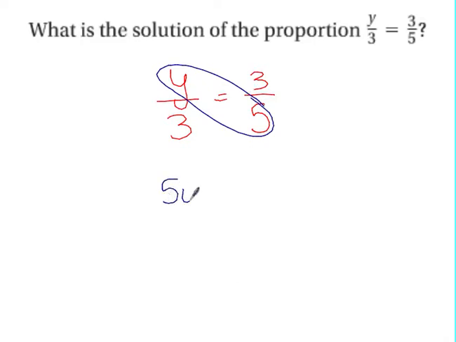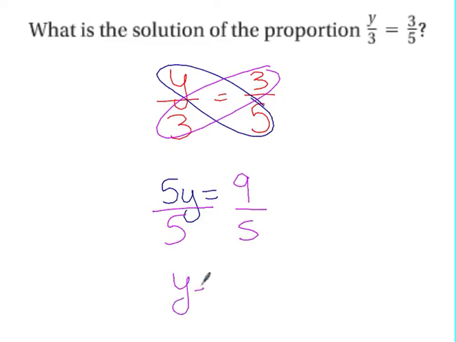The 5 times the y is 5y, and it's going to equal what we get when we multiply the other two numbers together, the 3 and the 3. Now that's 9. And again, we're back in the same boat. We're going to divide both sides by 5. And y equals 9 over 5. And you can just leave it that way. Those don't reduce.